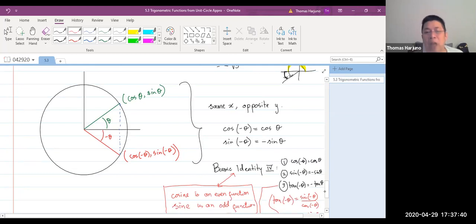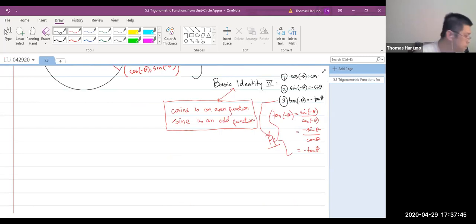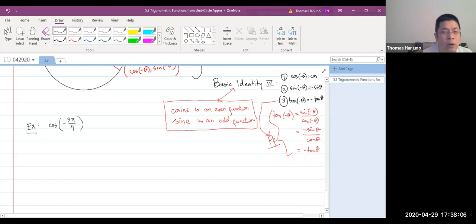Okay. Now, suppose, for example, I want to do some problem from our book. Suppose I ask myself, okay, Thomas, what is cosine negative 3 pi over 4? That's in radians, by the way. And then I say, using the basic identity, the cosine is an even function, so cosine of a negative is cosine of the positive.